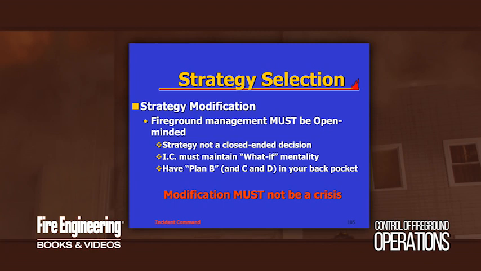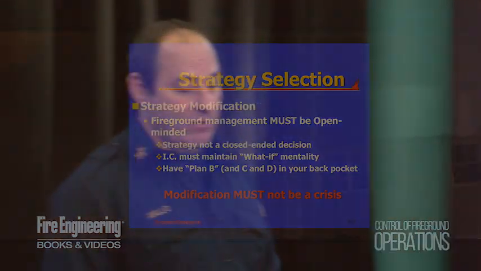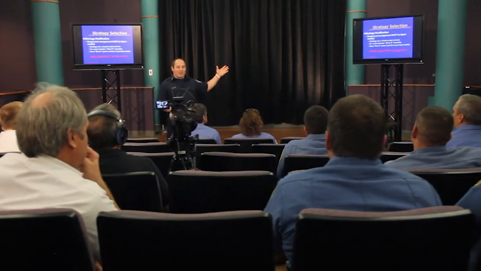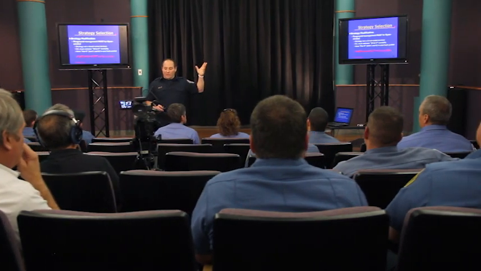You have to have, as an IC, a what-if mentality. And you need to have a couple of plans in your back pocket, right? And it can't be a crisis. Modification, like that one we talked about without warning, the conditions deteriorating and everybody's jumping out of windows and stuff. That can't be happening. If that's happening, you didn't do a good risk analysis while you had the chance, right?